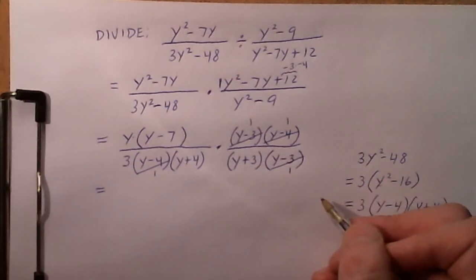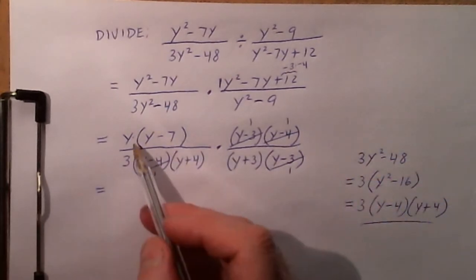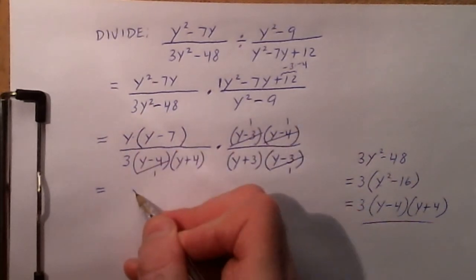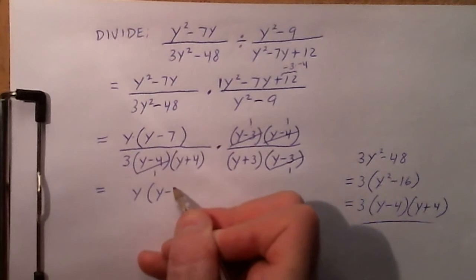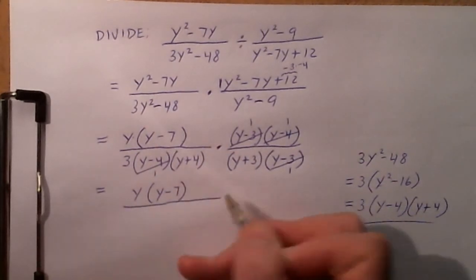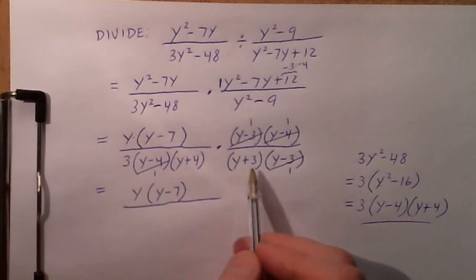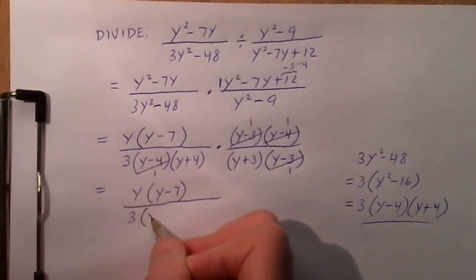That's legal. And so what are we left with in our numerator? We're left with y times y minus 7 times a bunch of 1s. So we're left with y times y minus 7. And that's all going to sit over in our denominator, which just has 3 times y plus 4 times y plus 3 left.